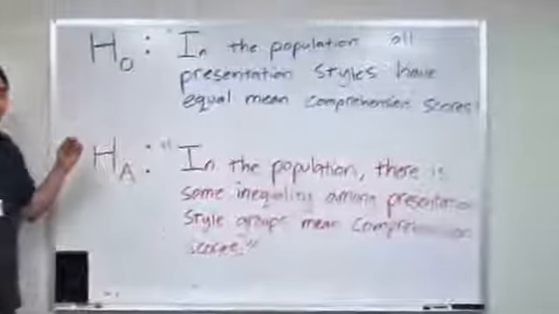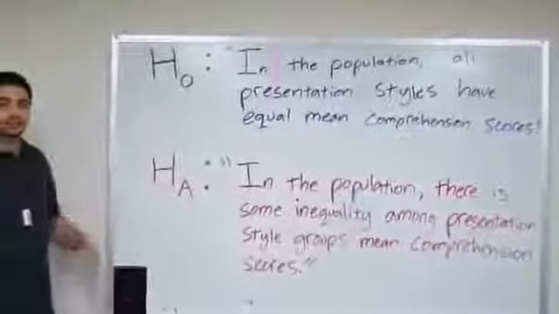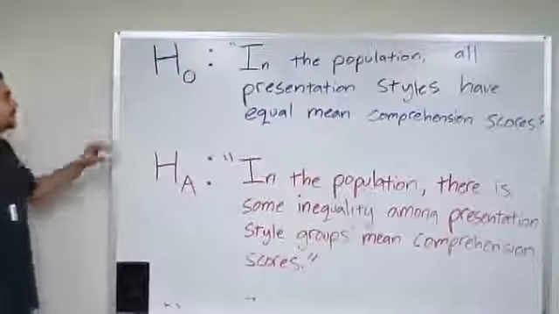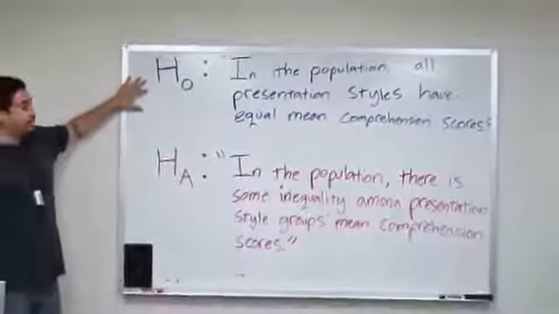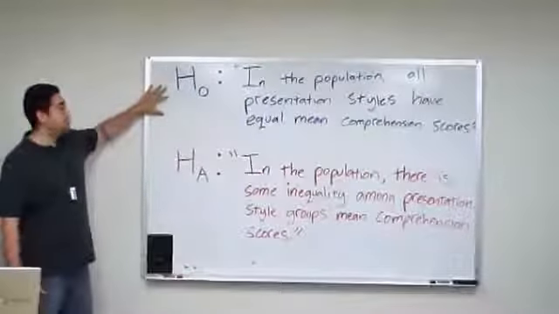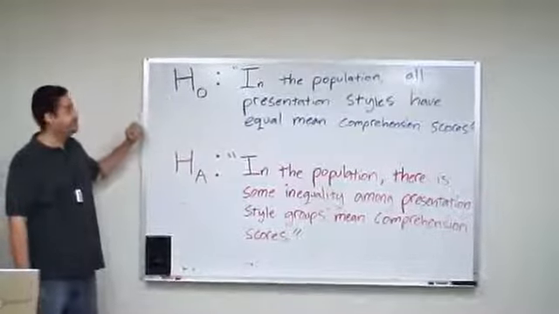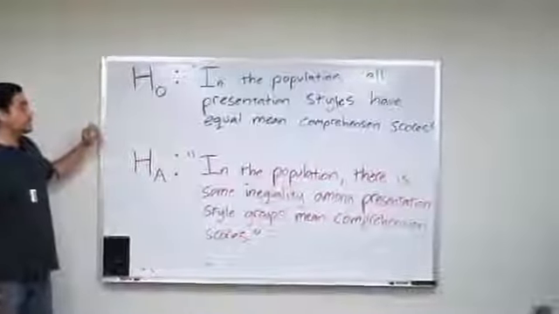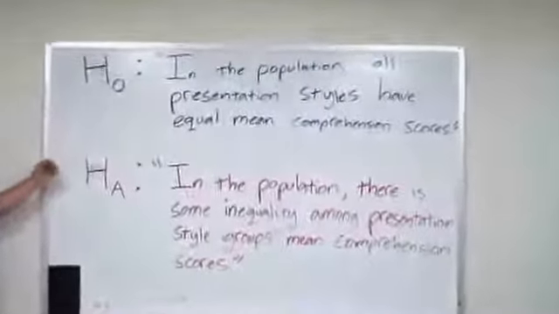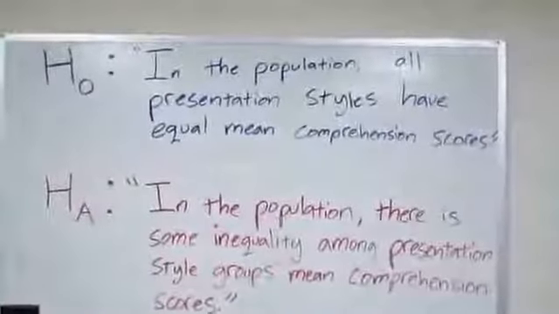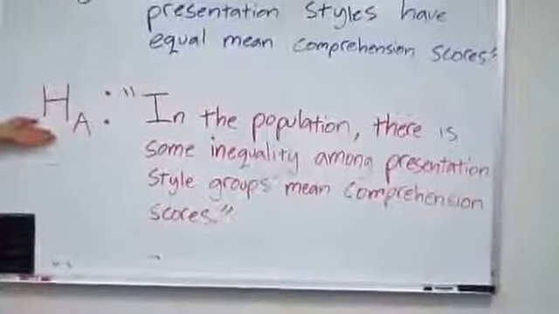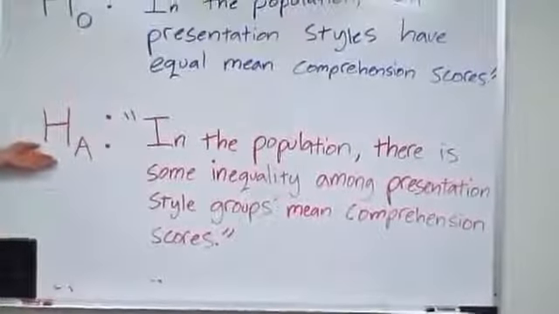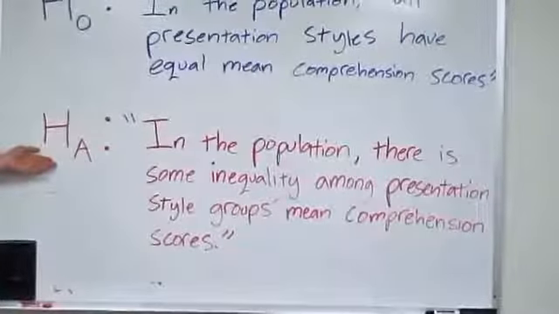Okay. But prior to running our analyses, we need to state our null and alternative hypotheses. So if we go to the board, we see the null hypothesis denoted by H0 here. The null hypothesis for this data set is, in the population, all presentation styles have equal mean comprehension scores. Okay? The alternative hypothesis, which is denoted by H sub A, is, in the population, there is some inequality among presentation style groups' mean comprehension scores.